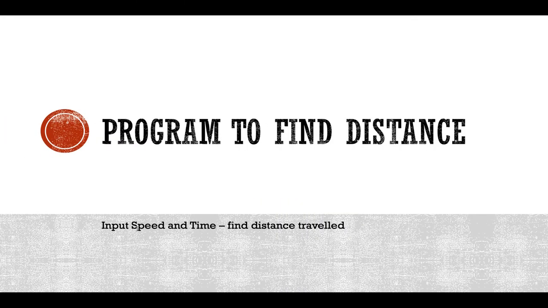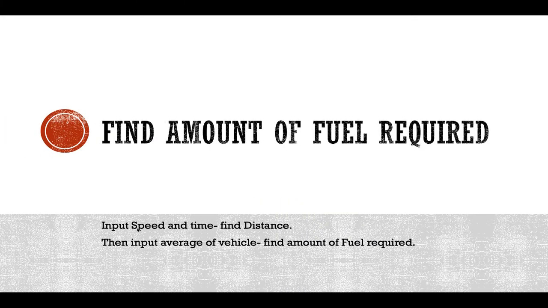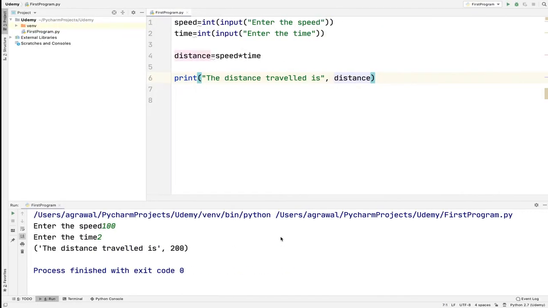Let us see how. Now in the same program, what you have to do, you have to input speed and time and find the distance. After that, you will input the average that a vehicle gives. Okay, so average will be in some kilometer per liter or something. Then you have to find out the amount of fuel required. Okay, so I will find the distance, then I will find how much average my vehicle gives per liter, and then I will find the amount of fuel required. So we will continue with the same program.